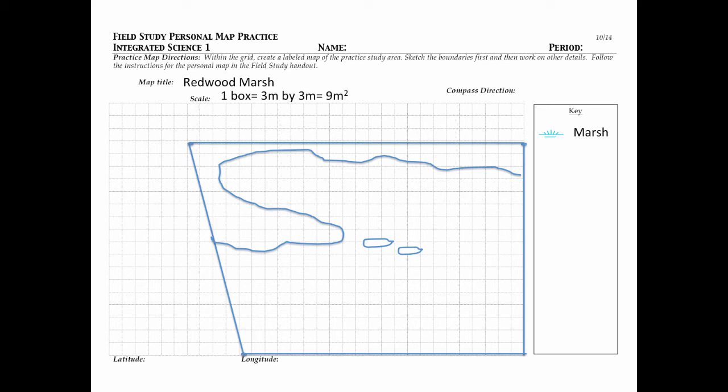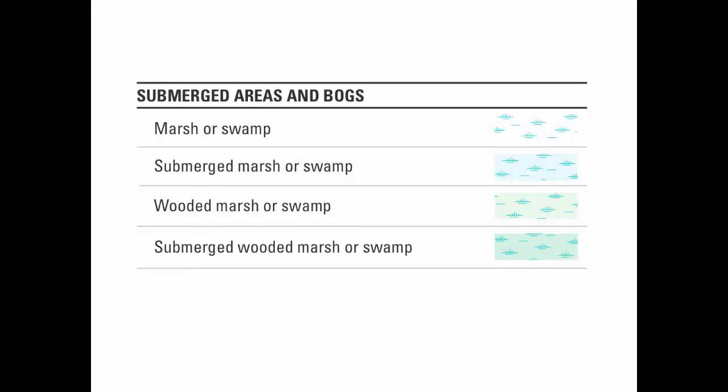Once you've added the marsh symbol into the key, you can begin by drawing the marsh into your map. You should draw the marsh symbol anywhere there is land. When you finish, your map should look similar to this. Now we can add in some submerged marsh. First, we need to identify the symbol for submerged marsh on our symbol sheet, and we need to add that symbol to the key on our map. The symbol looks like this.